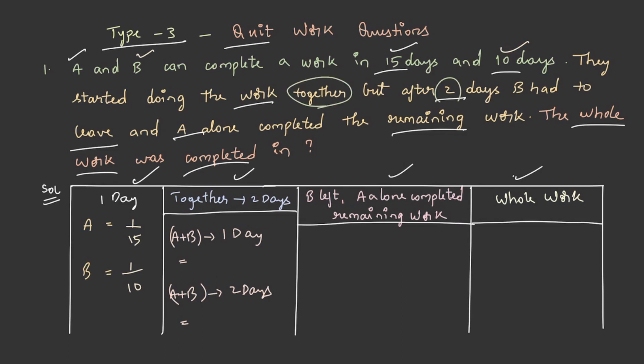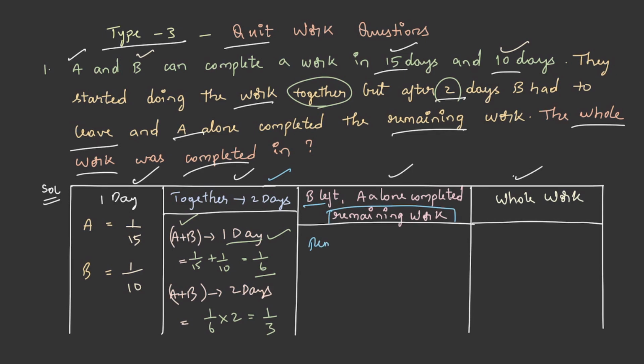First, let's calculate it for 1 day. 1 by 15 plus 1 by 10 is equal to 1 by 6. This is A plus B's part of work in 1 day. So for 2 days, it becomes 1 by 6 into 2, which is 1 by 3. After this step, B left and A alone completed the remaining work.